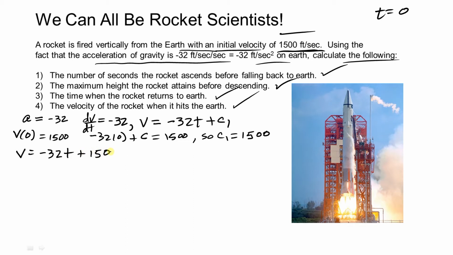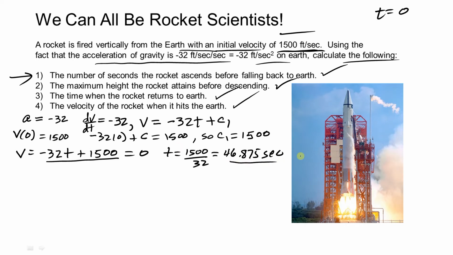Now, we know that the rocket is going to continue to rise until v equals 0. Solving for t, we get t is equal to 1,500 divided by 32, and that is 46.875 seconds. So the answer to the first question, the number of seconds the rocket ascends before falling back to Earth, is that it ascends until the velocity is 0, and that's at 46.875 seconds.